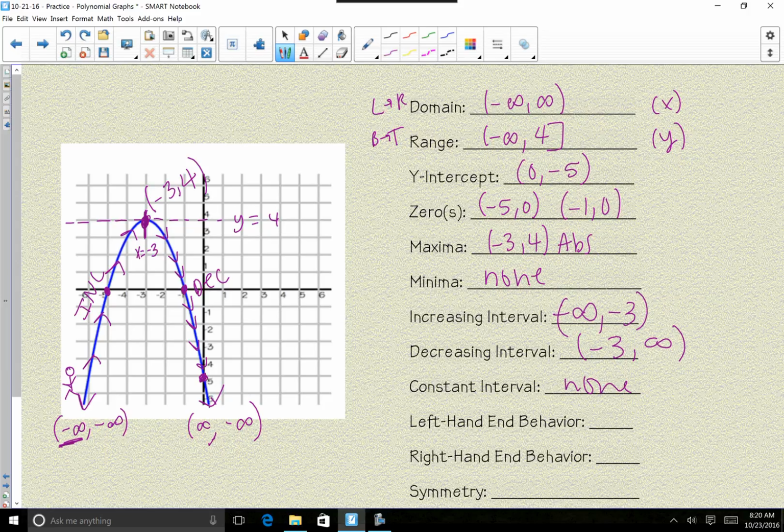So the left-hand end behavior, as x goes to negative infinity, y goes to negative infinity, and as x goes to positive infinity, y goes to negative infinity. And symmetry, line symmetry at x equals -3. Because I can draw a line straight down the middle right here, and I get the same thing on both sides.